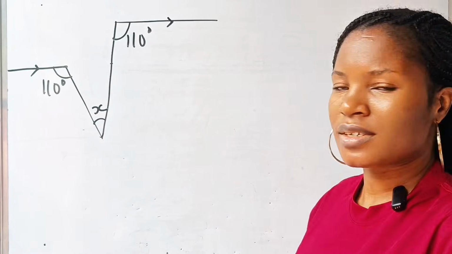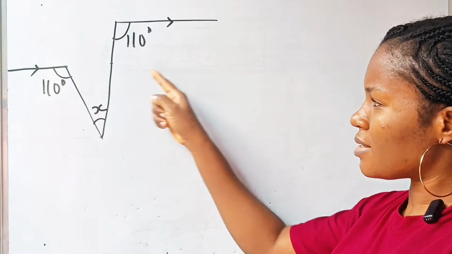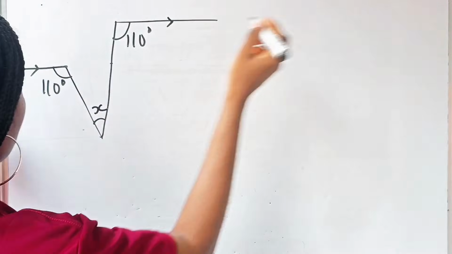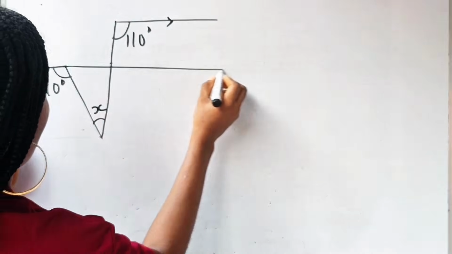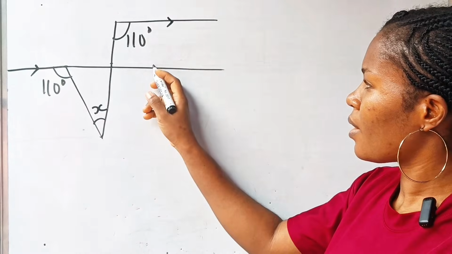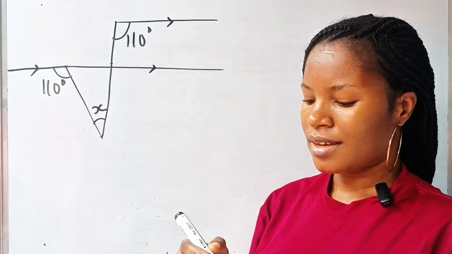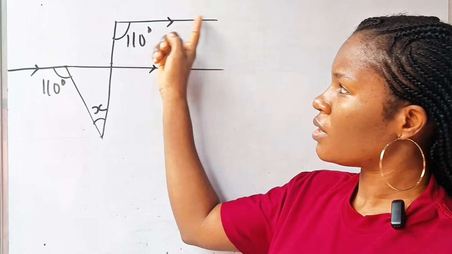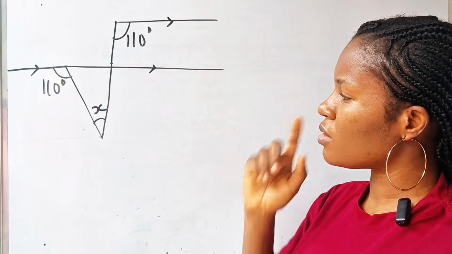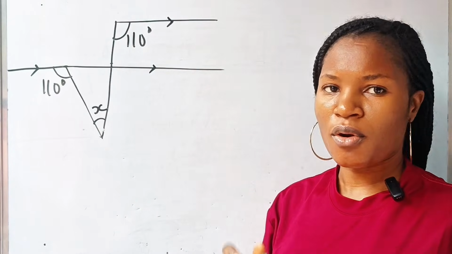The first method is let us extrapolate this line so that we have it this way. Now this line is what? Parallel to this one. It is parallel to this one, and we are looking for the value of x.